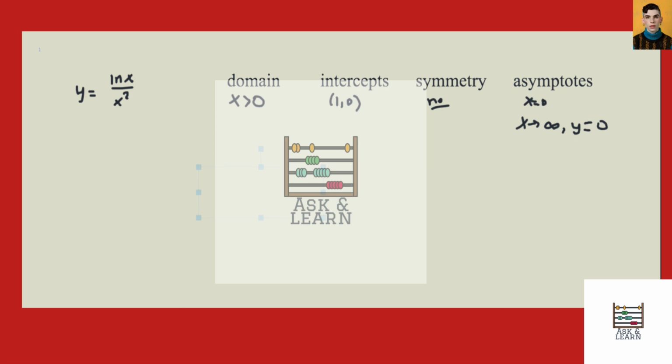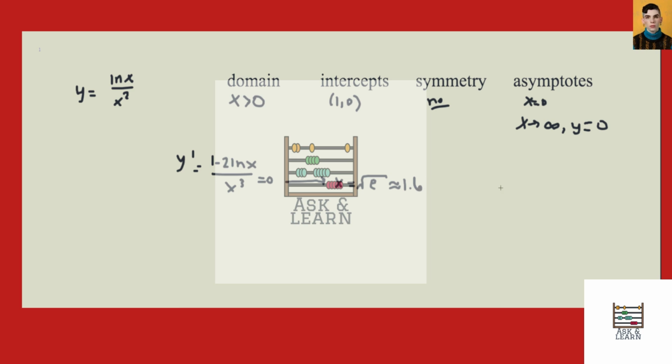Okay, and next we can find the first derivative. So y prime equals 1 minus 2 ln x over x cubed. Set that equal to 0, and we find that x equals the square root of e, which is approximately 1.6.